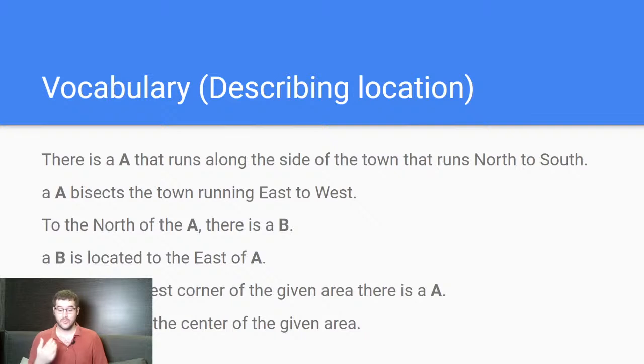A bisects the town running east to west. Again, this can be a river or a road. Bisects, by the way, means cut in half. To the north of A, there was B. This is using cardinal directions. Please be very careful of the difference between to the north and in the north. We say, to the north of my house, there is Taipei 101. Okay, that means my house is here, and north of my house is something else, Taipei 101.